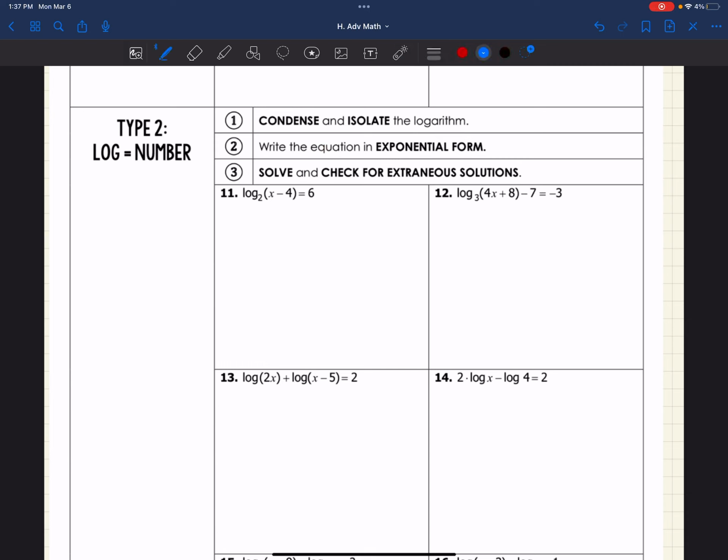How do you write a log in exponential form? Well, remember, you take the base and raise it to the power of 6, and then you set it equal to this. So this will be 2 to the 6 set equal to x minus 4. Now at this point, you just evaluate this. What is 2 to the 6? Well, that is 64 set equal to x minus 4. Solve for x. You get x is equal to 68.